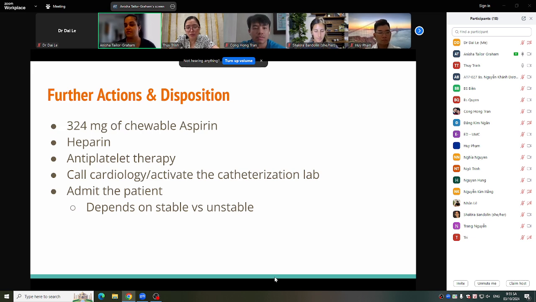At this point, because we see that they're having a STEMI, if we haven't done so already, we would give them aspirin, so 324 milligrams of chewable aspirin. We could give them a heparin bolus, put them on antiplatelet therapy, and then call cardiology or activate the catheterization lab. So at this point, I did want to ask a question. When a patient comes in and they have ST elevation that you're seeing on their EKG at your hospital, what would be the next step at that point for you?